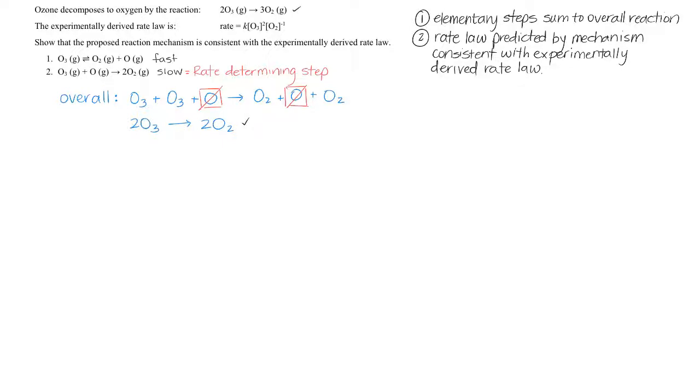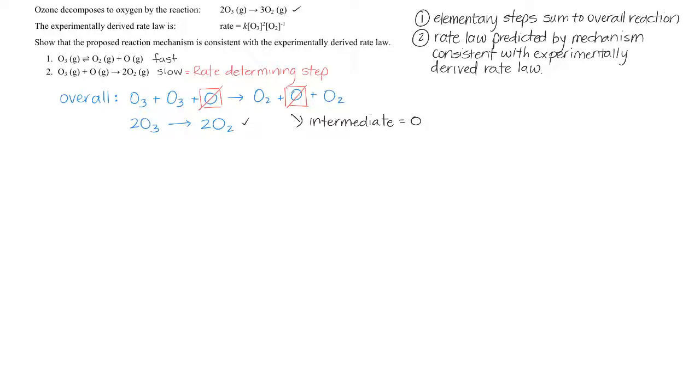Notice that oxygen is produced in step 1 and consumed in step 2, therefore canceling out. That is called an intermediate, which will be important for us when deriving the rate law.